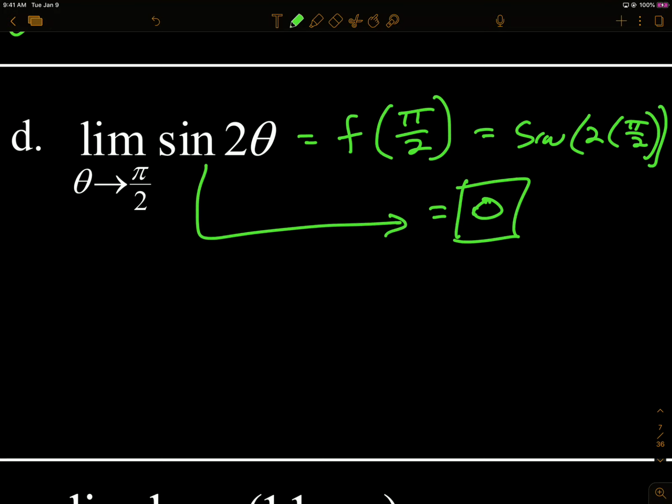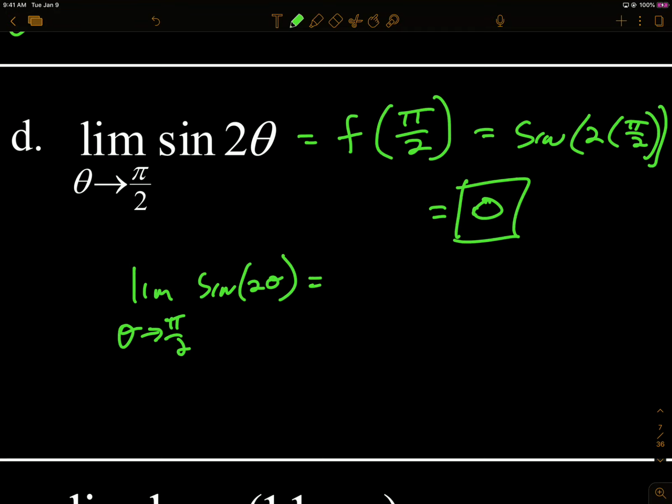Because the function is continuous, we can just say since f of pi over 2 is 0, then the limit equals 0. So maybe I should write this all out. The limit as theta approaches pi over 2 of sine of 2 theta equals 0. That's technically how you're supposed to write it out.